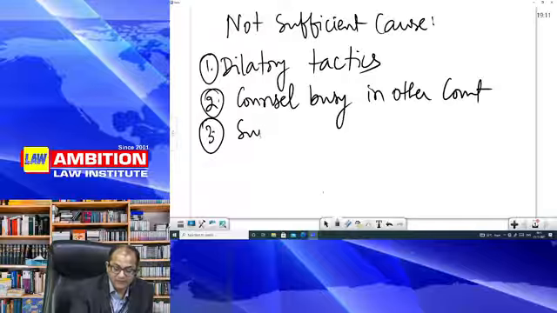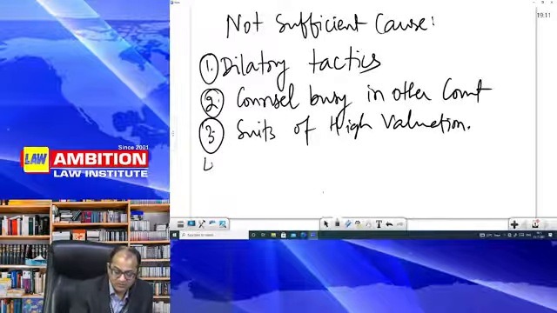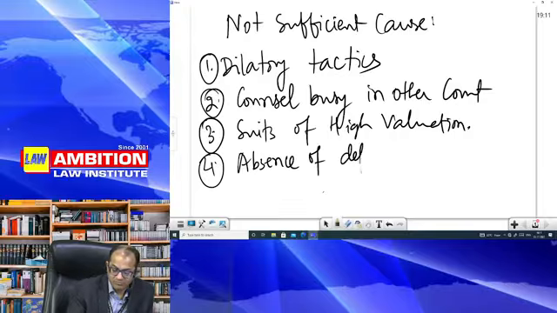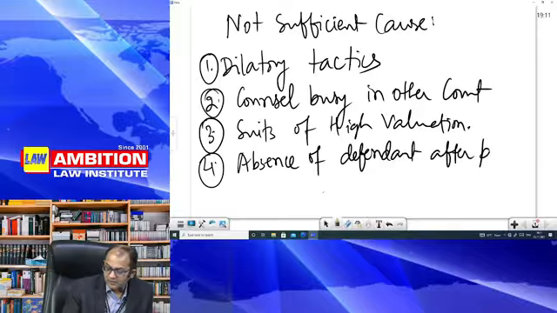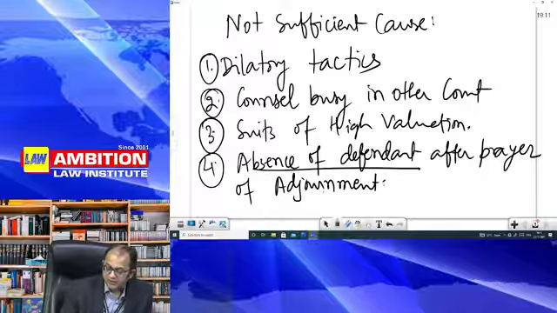Suits of high valuation. That is why you are avoiding this. You are not coming to the court. Absence of defendant after prayer of adjournment. Now we gave adjournment and even then you are absent.